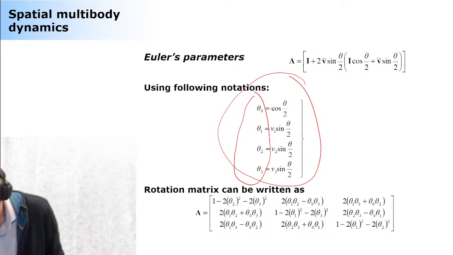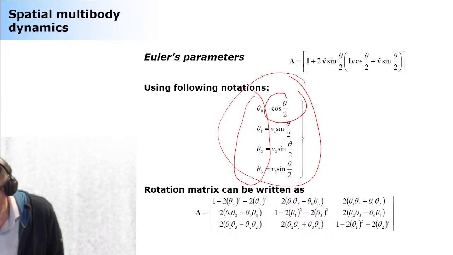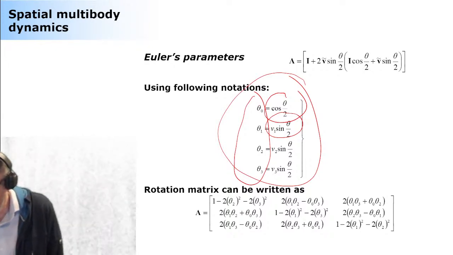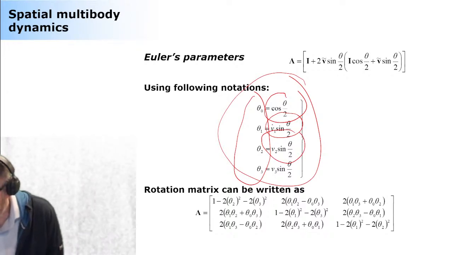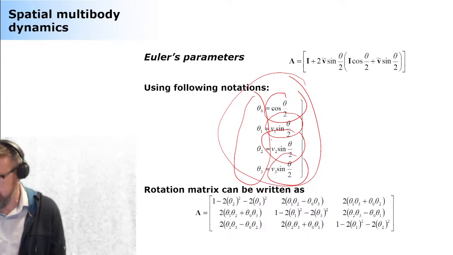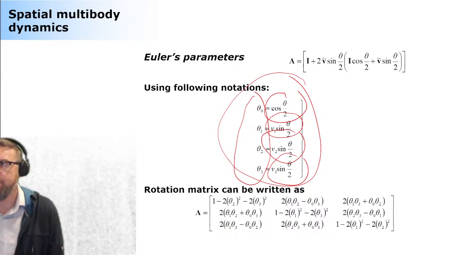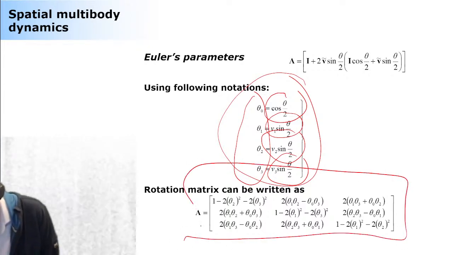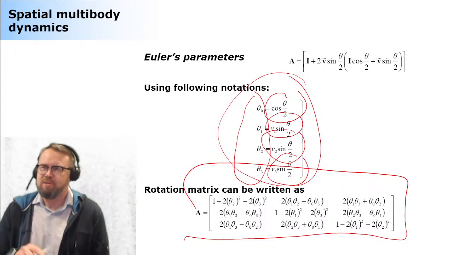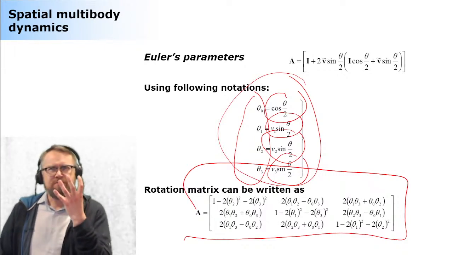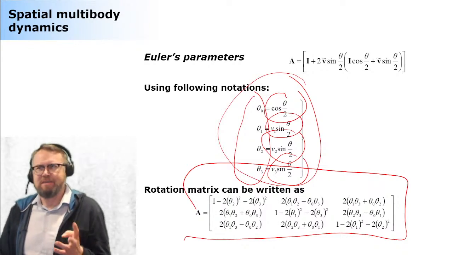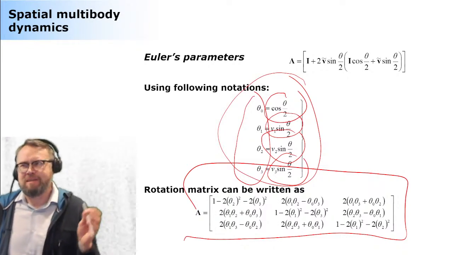Now, these 4 parameters are: cosine theta divided by 2; then the first component of the vector V times sine theta divided by 2; the second component of the vector V times sine theta divided by 2; and finally, the final component of the vector V times sine theta divided by 2. Now, you're using these name games. This is how your rotation matrix will finally reach a form free from singularities, but difficult to use. Because if I gave you a set of 4 Euler parameters, there is absolutely no way that you would know the orientation of the body. Humans will not have that kind of understanding. At least I don't.